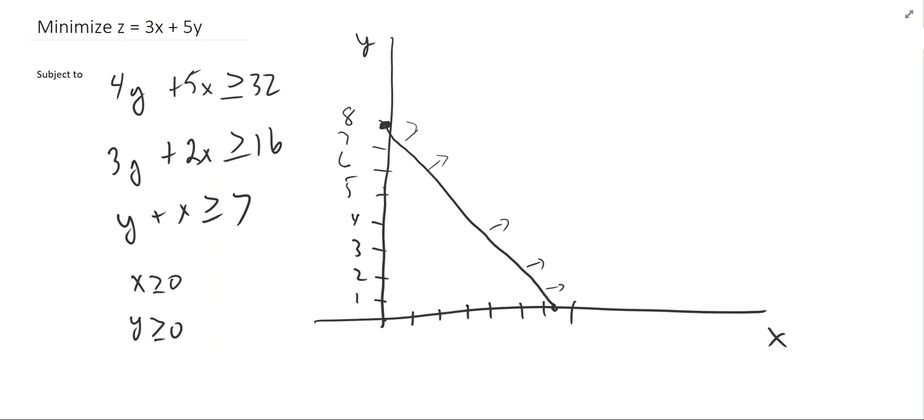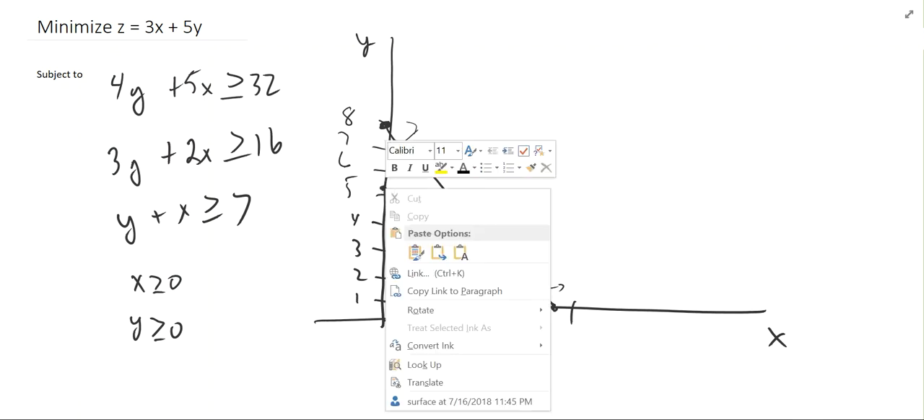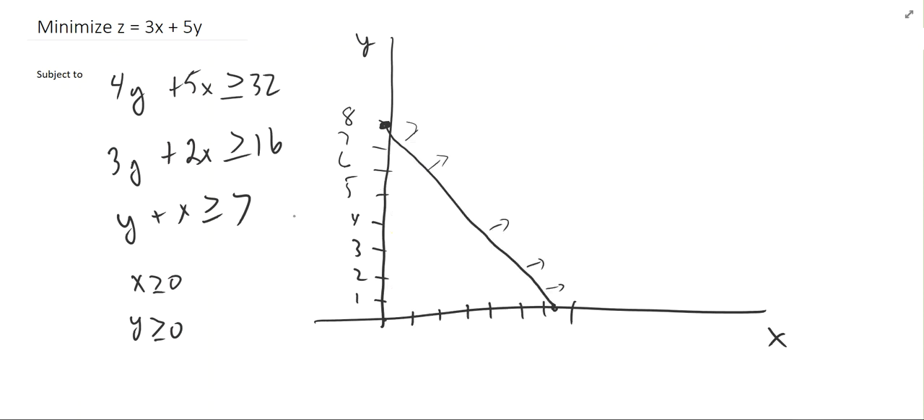My little drawing thing is being weird there. I don't want to paste or anything. Go away. Yeah, it doesn't draw. Alright, so there's our thing.